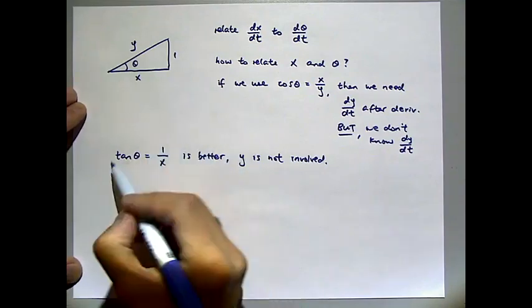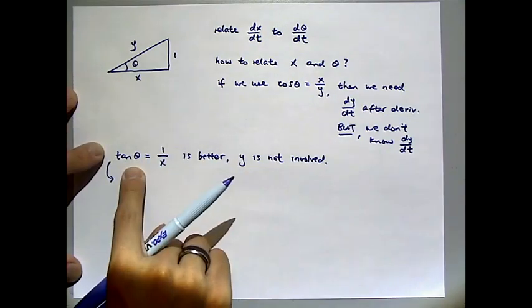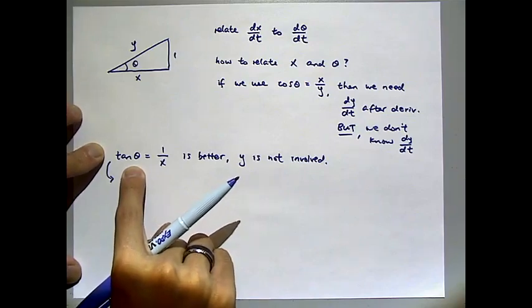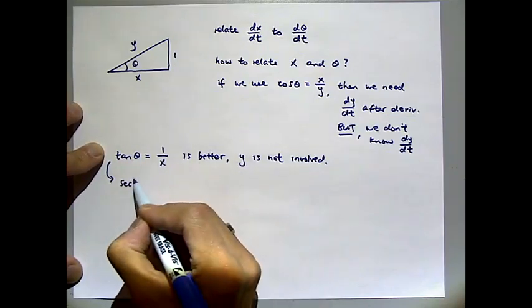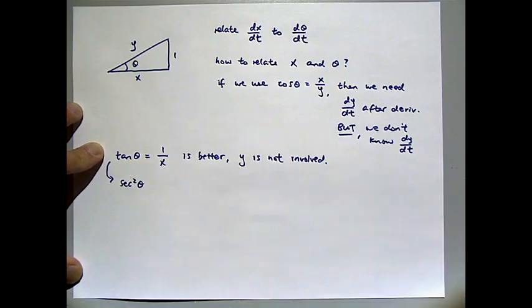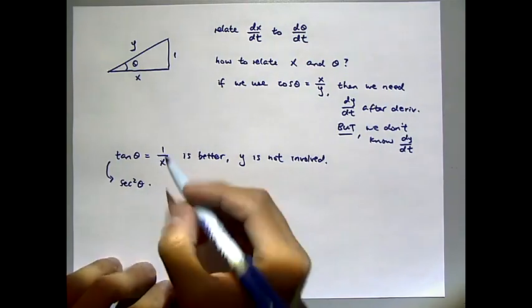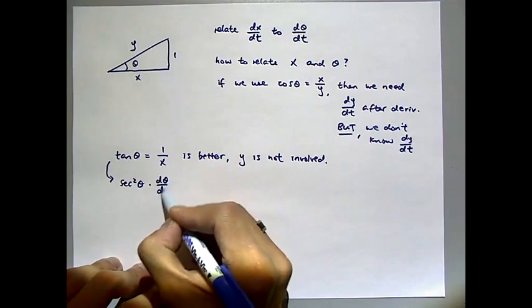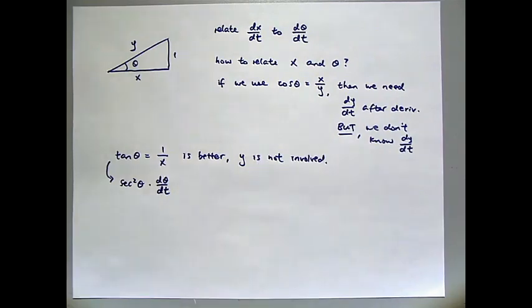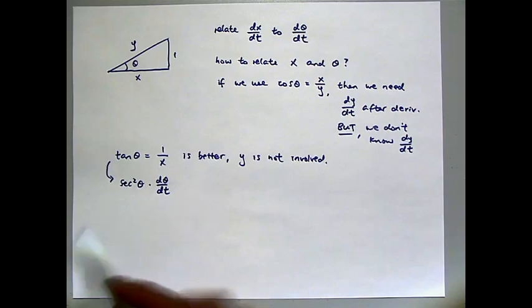Let's take the derivative. Derivative of tangent is secant squared. What else do I need? If I'm taking the derivative with respect to t, chain rule. Theta is an implicit function of t, so if you differentiate with respect to t, you get secant squared theta. And then, because theta is something more than just a t, but ultimately depends on t, remember to attach the d theta dt.